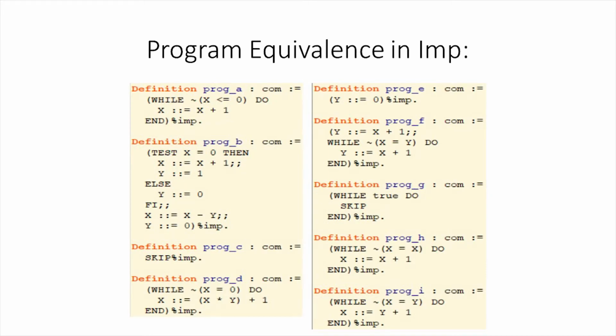Now we move on to the slide showing program equivalence in IMP. Here the authors provide a series of small programs in Coq's imperative language, programs A through I, and ask us to show which of them are equivalent.